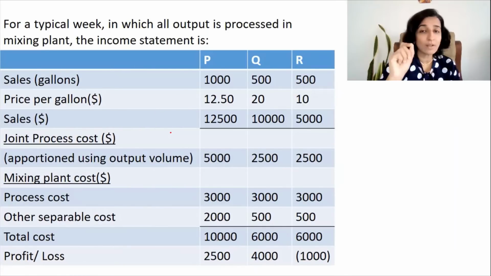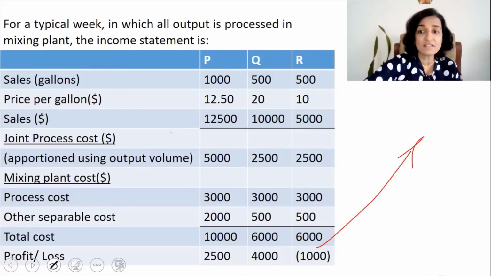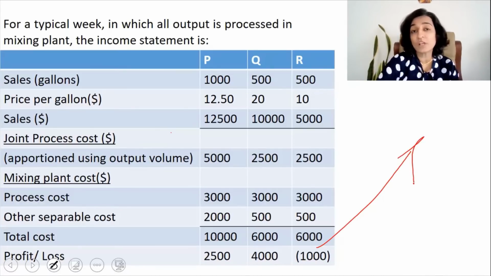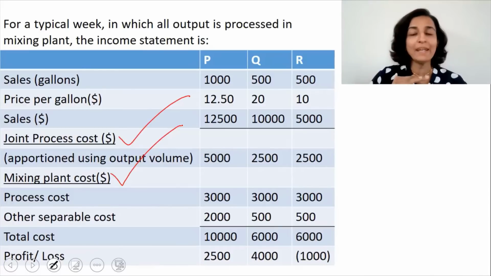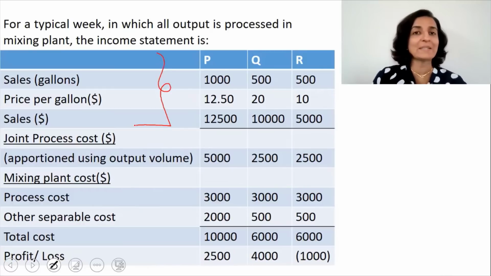Now, the one thing that you have to note in the income statement is that R is incurring a loss of $1,000. Please put that fact in your mind. So we will take one by one. So first we will include the sales part in our diagram.